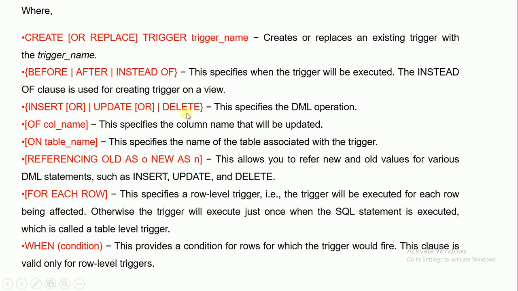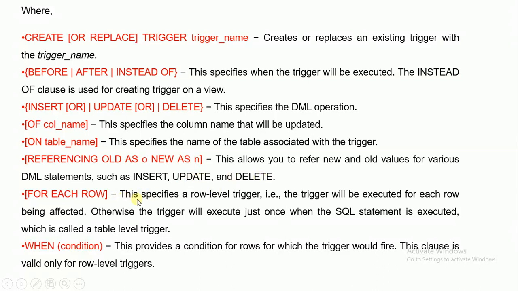INSERT, UPDATE and DELETE are the DML statements, that is, these are the events. OF column name, that is, which column is going to be updated, is decided by the column name. On which table the trigger is associated, ON table name will decide. REFERENCING OLD and NEW values will allow you to refer to new values and old values for various DML statements such as insert, delete and update.